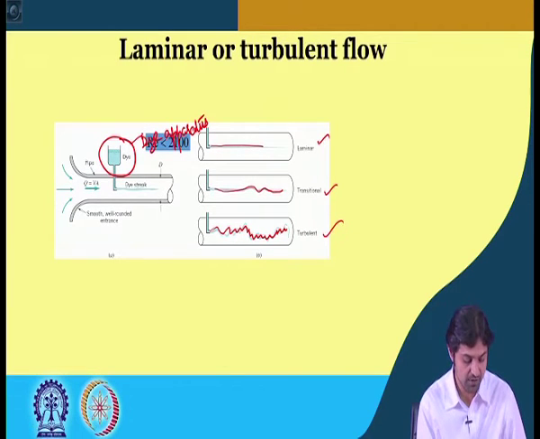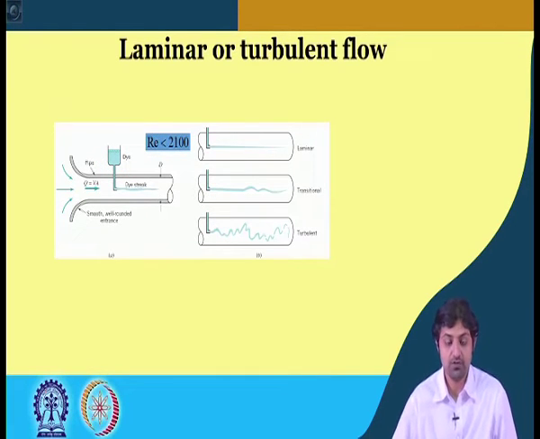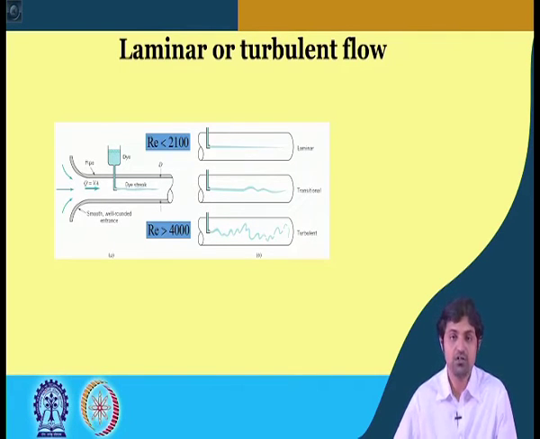So it has been found that for laminar flow, the Reynolds number should be less than 2100. This is an important Reynolds number that I expect you to remember. So for flow in pipes, the Reynolds number should be less than 2100 to be laminar. Whereas for turbulent flow, if the Reynolds number is greater than 4000, that flow is definitely turbulent. And for the range between 2100 and 4000 Reynolds number, the flow is transitional.